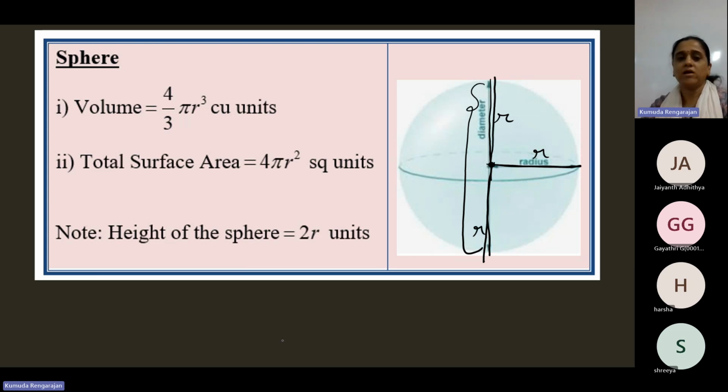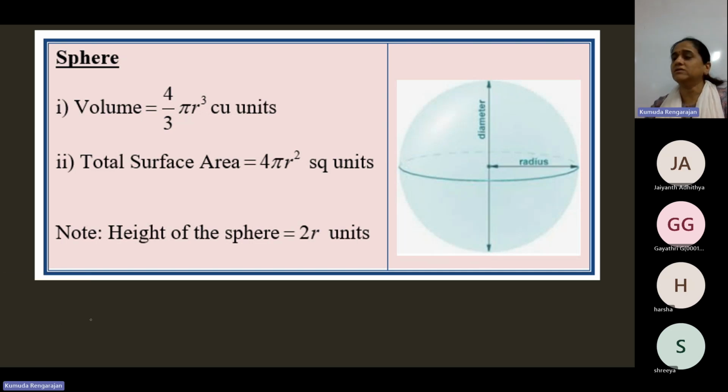Radius, R. All right. Now, in the formula, you will not find H at all because H is 2R, right? So in a sphere, all the formulas use R only because H is 2R. There is nothing like H there. Because H is 2R, you will not find the letter H anywhere in the formula. So the volume of a sphere is 4 by 3 pi r cubed cubic units.